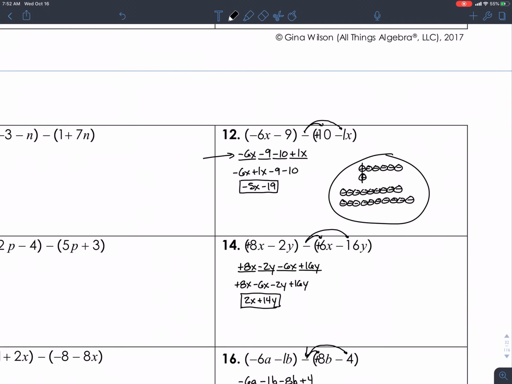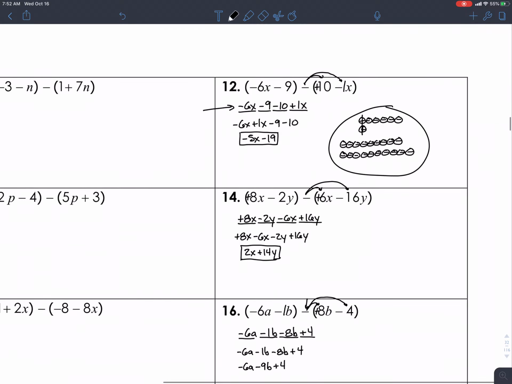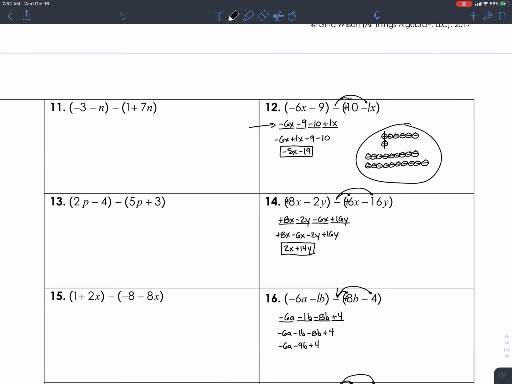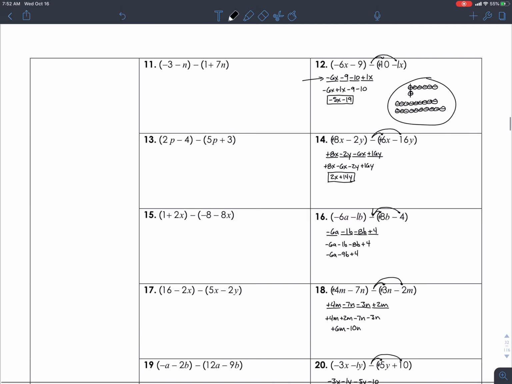I do want to see things like this where you write all the terms, underline, and then group them, and then combine them, okay? Don't give me homework without that done, okay? But you are responsible for all the odds on the notes and all the odds on the homework.